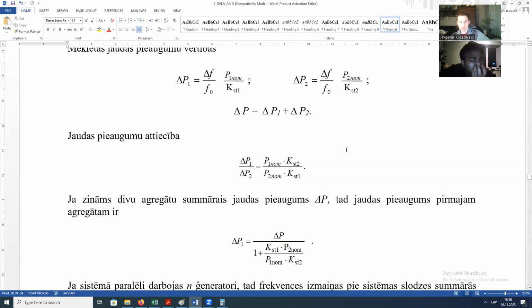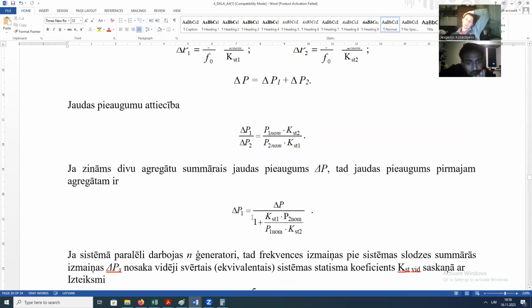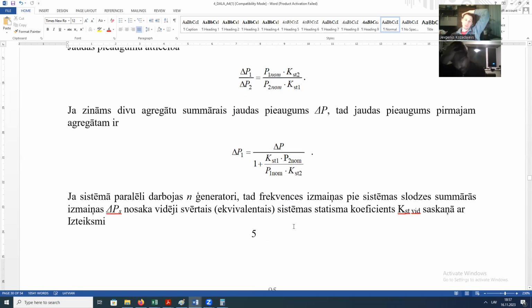And if we want to calculate, for example, a parameter we don't know: if we know the total deviation and we need to calculate the reaction of the first generator, this is the formula. The same can be done to calculate the reaction of the second one, if you know the total deviation and the static coefficient for each generator.